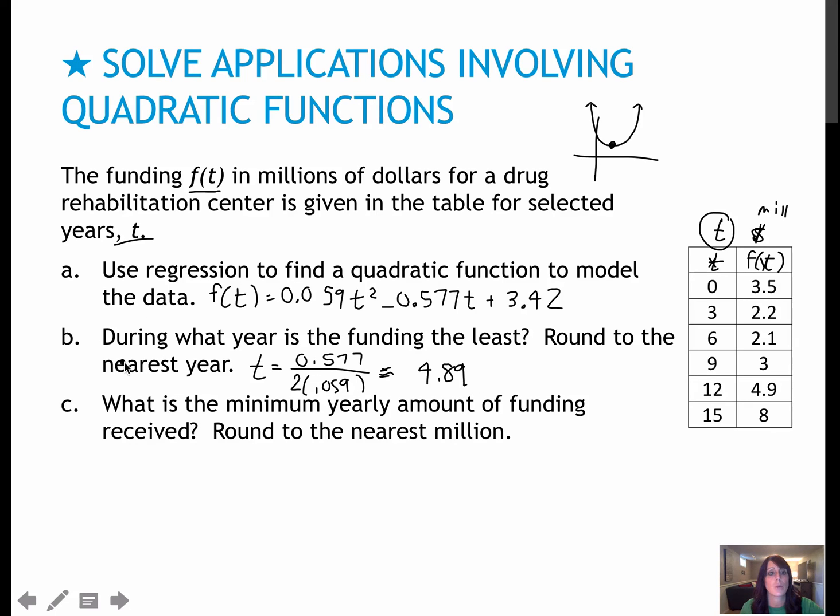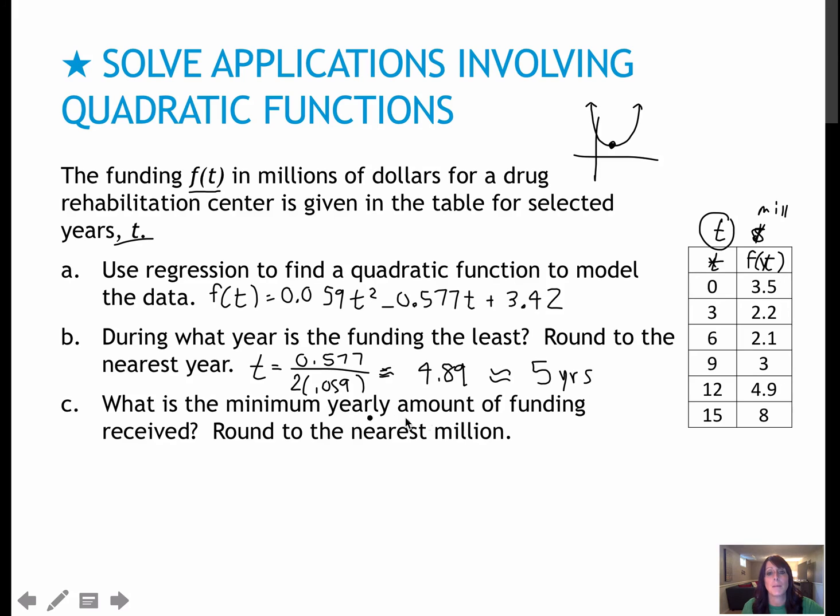Now notice it says round to the nearest year, and so I would say rounded to the nearest year, that's about 5 years. So during what year? It's 5 years after we started keeping track. In general, they would say that t represents years since some certain date. Since they don't tell me that in the information, then I'm just going to say in 5 years.